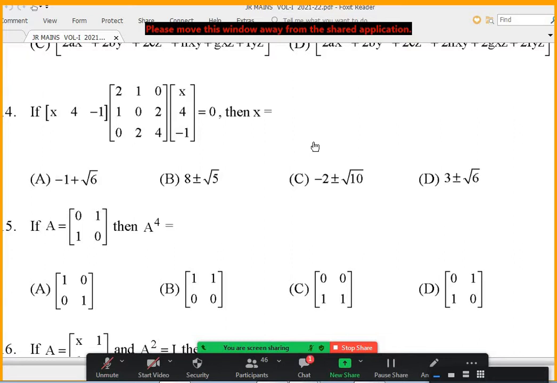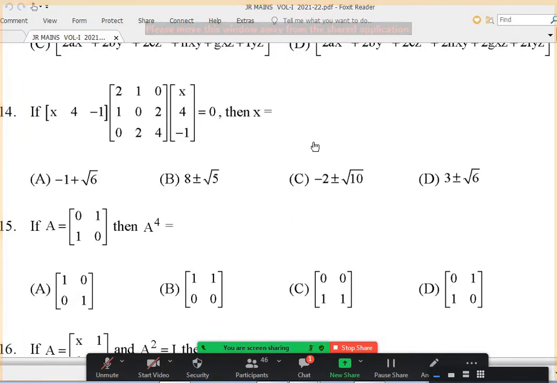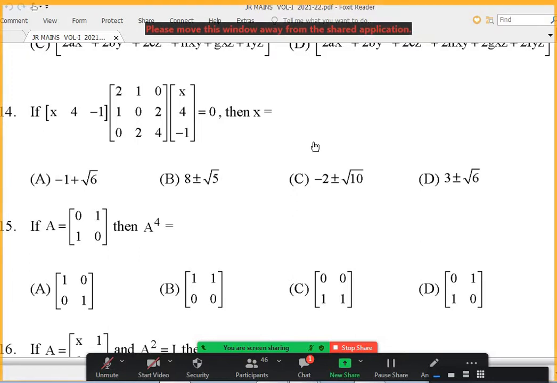Okay, it is [x 4 -1] times the matrix with rows 2 1 0, 1 0 2, 0 2 4, times [x 4 -1]^T equal to 0. Actually, even the equal to 0 should be given as a matrix. Forgot; I'll do it next time while printing.